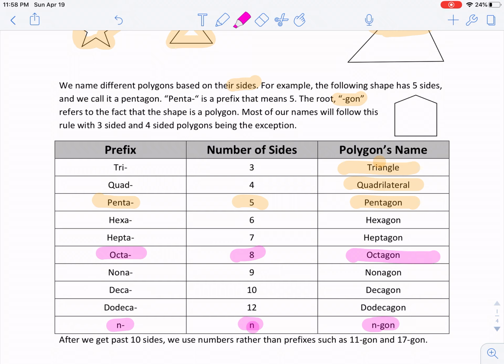Once we get past 10, 11 and 12 do have names, but if you want to just go 11-gon, 12-gon, or dodecagon, depending which one you want there, that's fine. Once we get up beyond 10, we just start using however many sides it has.